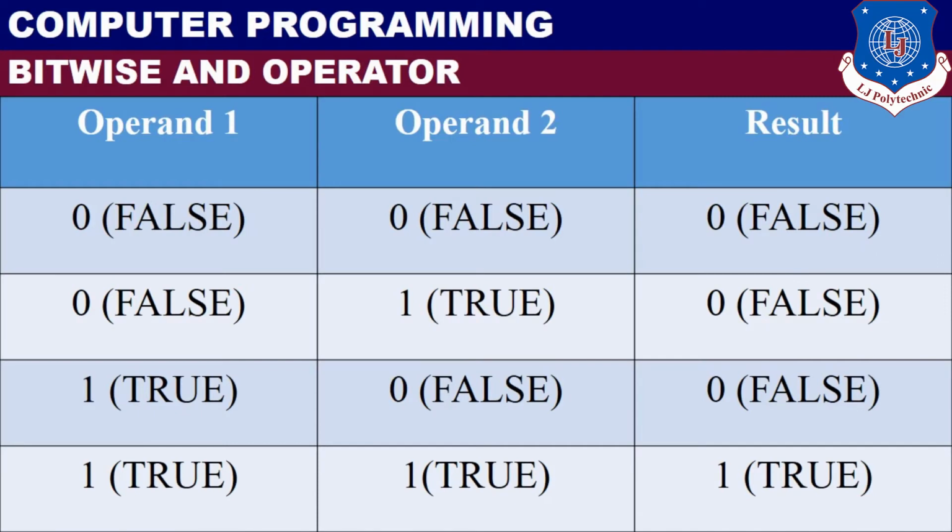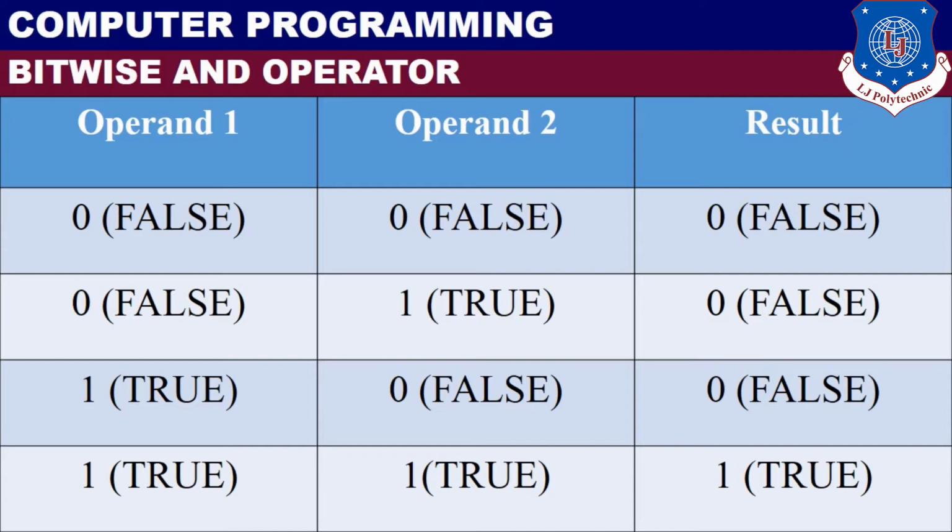The truth table of this bitwise AND operator is here: operand 1, operand 2 and result. 0 0 0, 0 1 0, 1 0 0, 1 1 1. As you can see, it is the same as logical AND. If both are 0 or if one of them is 0, the result will be 0, meaning false. If both are true or both are 1, then it will be 1. Here 0 represents false and 1 represents true.